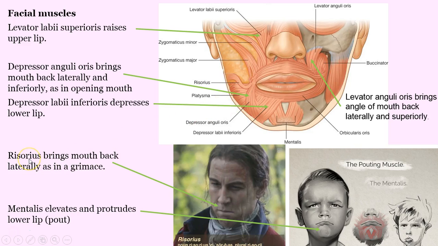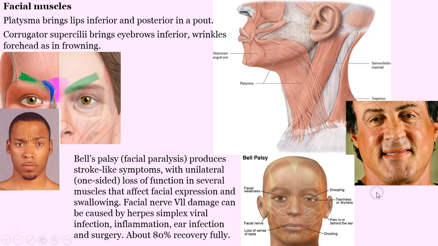Risorius, now that name doesn't really describe what it does. It's going to bring the mouth laterally and back. Let's see, risorius, take a look up here. You can see the risorius there. So when that contracts, then we're going to have this grimace, that's a good grimace. I found that picture. And mentalis, look at the mentalis here, centrally located on the chin. And when that contracts, we get this pouting action there. That's a great pout. And if you like pouting, we even have more pouting muscles, such as the platysma. It's a huge apron of tissue going down the anterior surface of the neck.